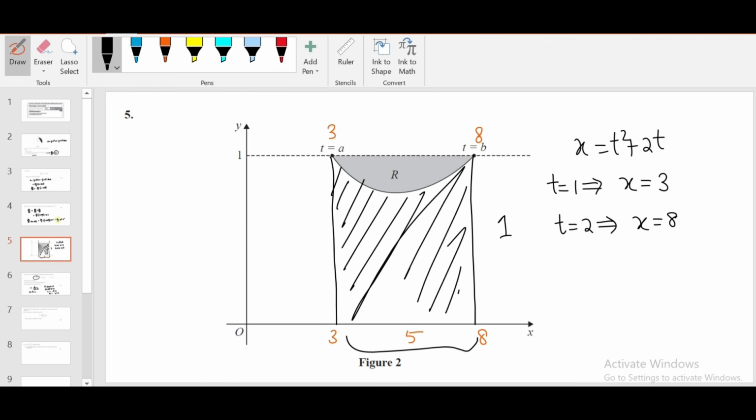So you can find the area of this triangle, which is breadth times width, 8 minus 3 is 5. So the area of the triangle is 5. Area of the triangle is 5. Now we need to find the area below the curve by using the integration.